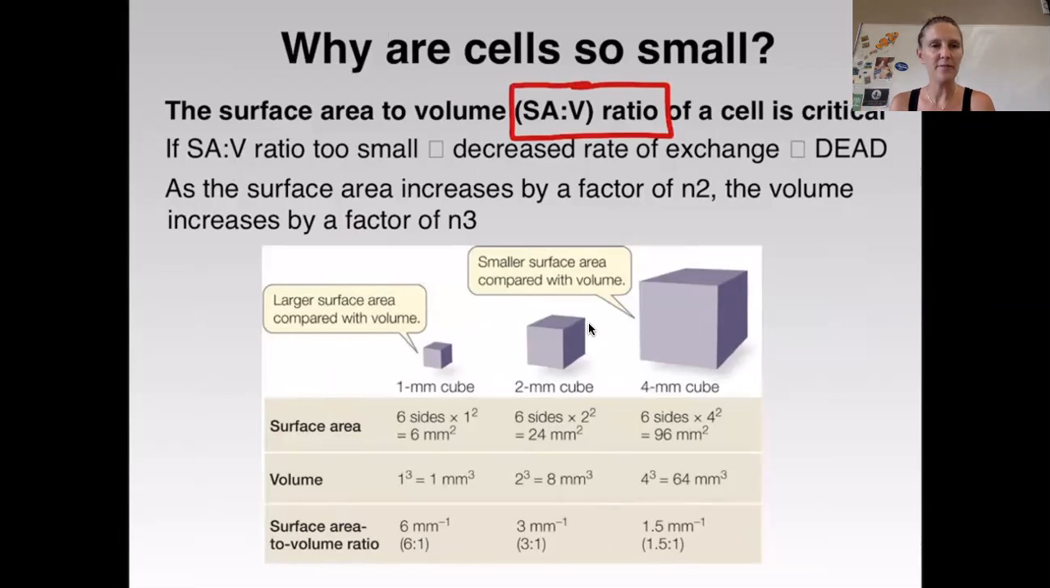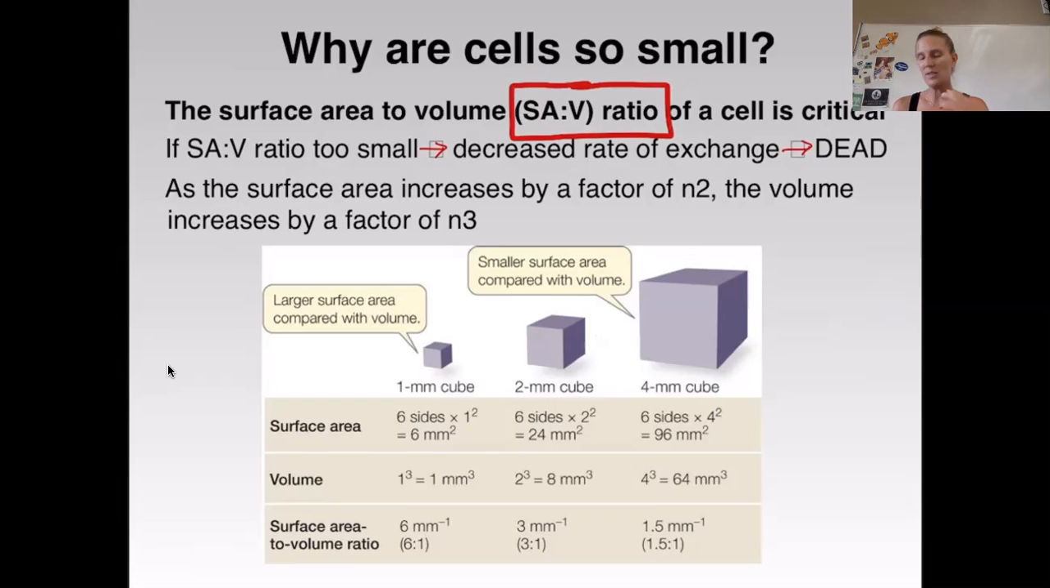If the surface area to volume ratio is too small, then you have a limited rate of exchange between the outer world and within the cell. And that can lead to death, all right? Oops, sorry, let me move my little head. And that can lead to death.